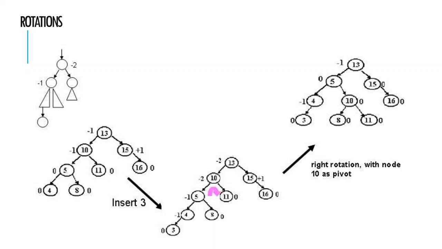Now we have to do the right rotation with node 10 as pivot. Now we can see the values. Now we have -1, 0, -1. This is in our range, and we want that. We have 13 as the root node, 5 on the left. As you know, left is less, right is greater than the node.